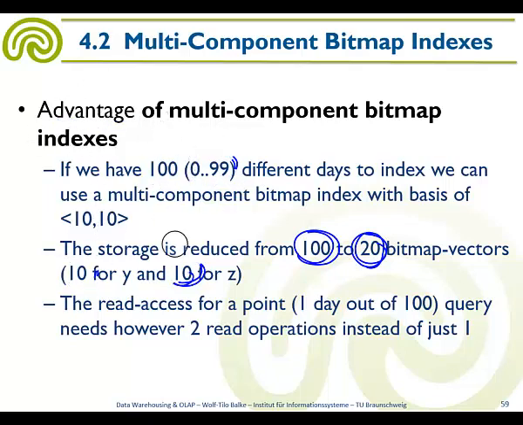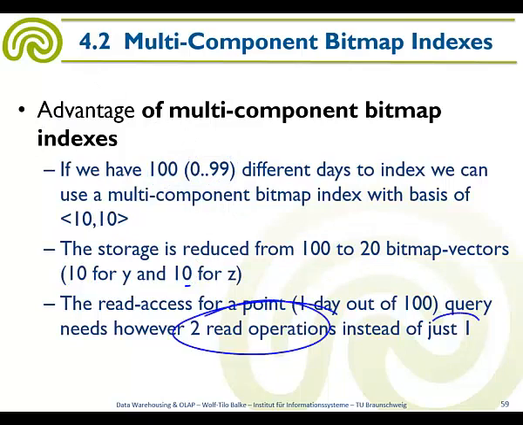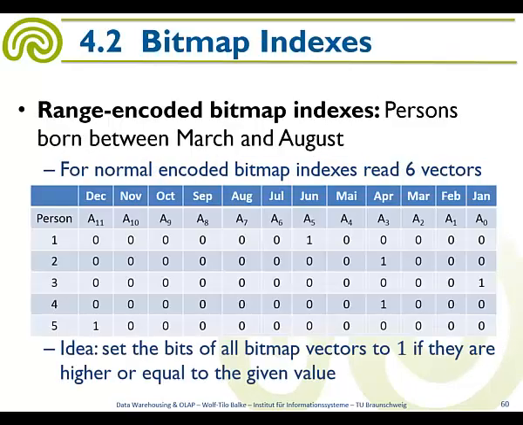Good. Of course, then what you need to do is read the two vectors, so you have two read operations instead of just one, because now you don't have the 100 bitmap vectors, but you have fewer, only 20, and then you have to do two reads. But you save a lot in terms of storage. Good.